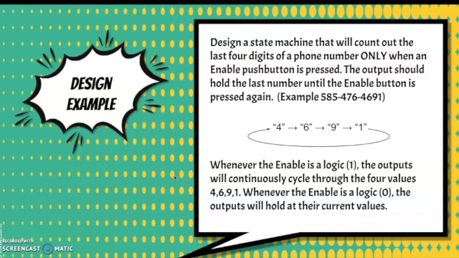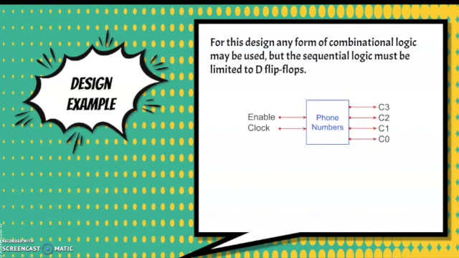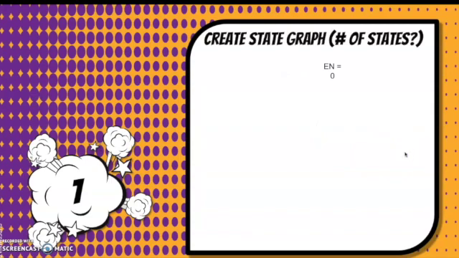So if we hold the enable button down, it'll just continuously cycle 4, 6, 9, and 1. If we only pushed the enable button once, it would preview a 4. When we pushed it a second time, it would move to a 6. For this design, any form of combinational logic can be used, but the sequential logic has to be limited to D flip-flops. So essentially we have our enable and our clock, and then we have C3, C2, C1, and C0. We have to start by creating a state graph.